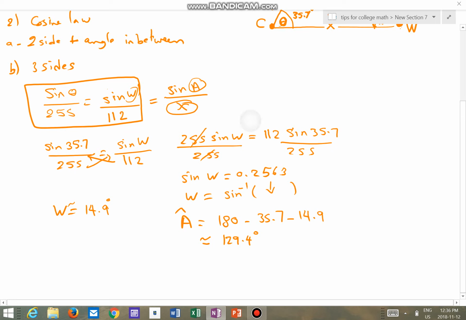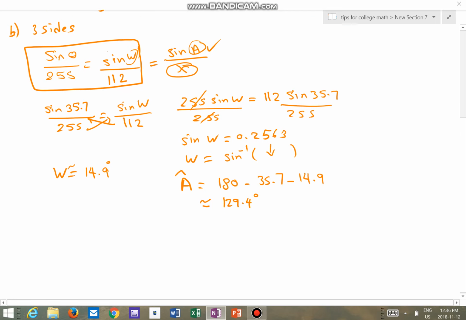Now I have angle A here. I can apply it in the equation for the sine law again. I'm gonna say sine the 129.4 over x, which is my unknown, should equal the sine of 35.7 over the 255. Cross multiply once more.